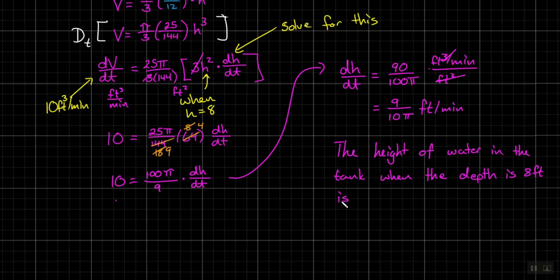So when we write our sentences, we're always going to use the absolute value. We'll just use the word increase or decrease depending on the context. The height of the water in the tank when the depth is 8 feet is increasing at a rate of, and what was that rate that we just found the height was changing at? 9/10 pi feet per minute. And we're done.